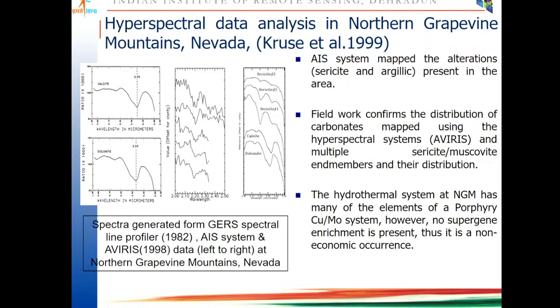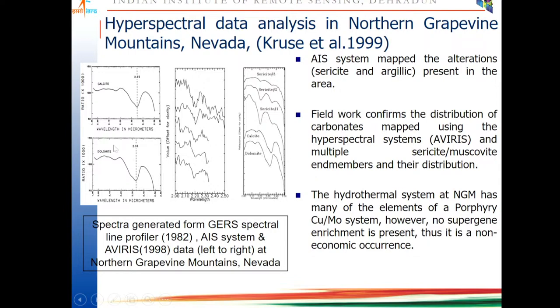Now another paper is by Cruz et al. This area is in Nevada, Northern Grapevine Mountains. This is a very famous test site for all the hyperspectral sensors. So they have used different sensors, from the IIRS spectral line profiler, the AIS system and IIRS data. If you see from here, this is from IIRS, this is from the AIS system, and this is from the IIRS data.